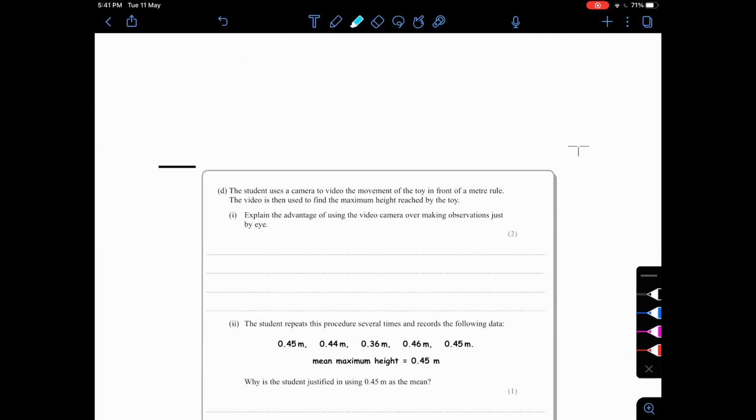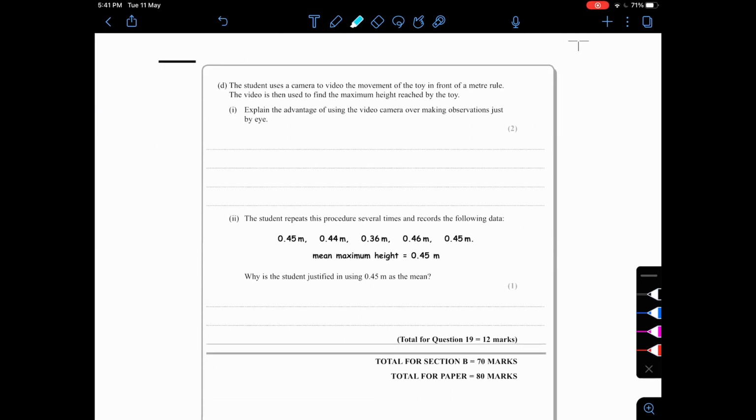Okay, part D. The student uses a camera. That's the key thing here. They use the camera to video the movement, and then use it to find the maximum height. Explain the advantage of using the video camera over making observations by the eye.